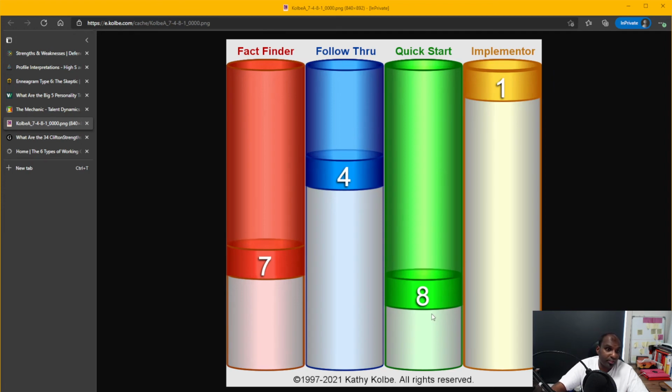If you're high in quick start, a startup environment might be great for you. If you're low in quick start, and higher in follow through and higher in fact finding, you'd work well in a more bureaucratic, slower environment.